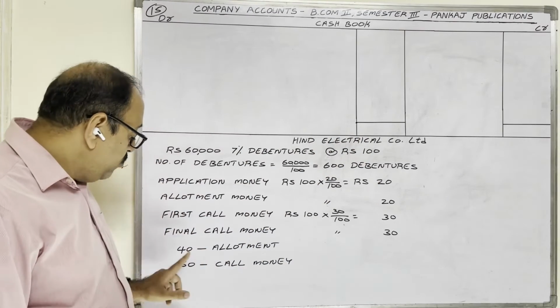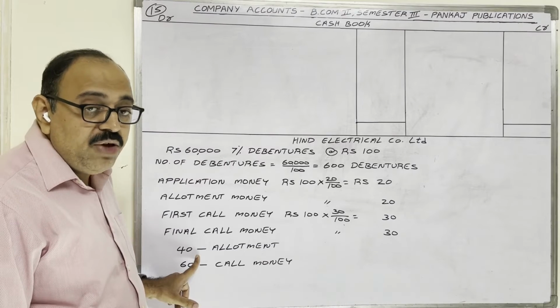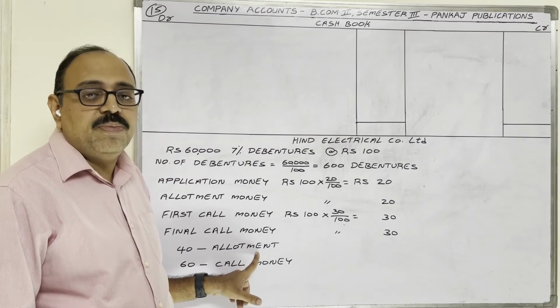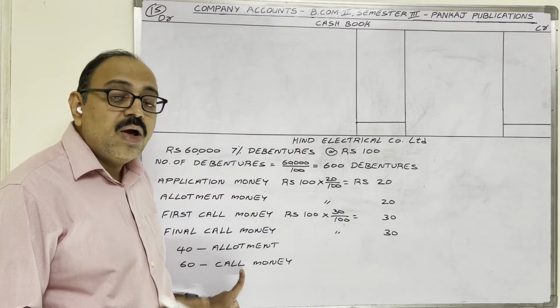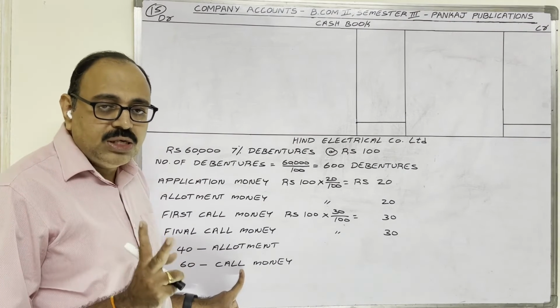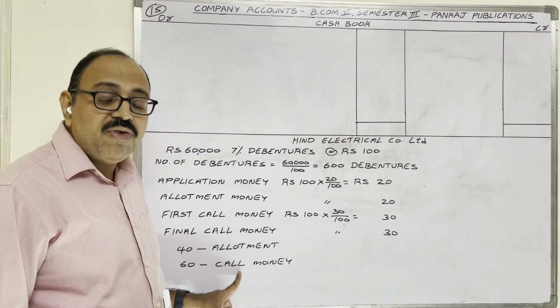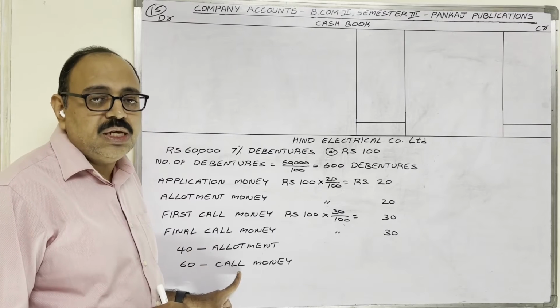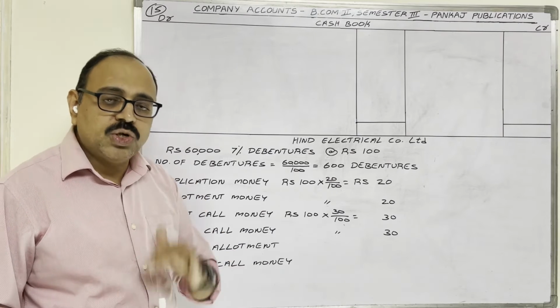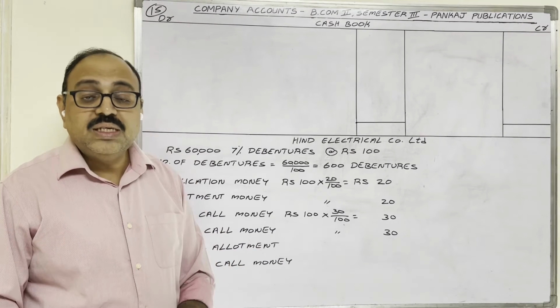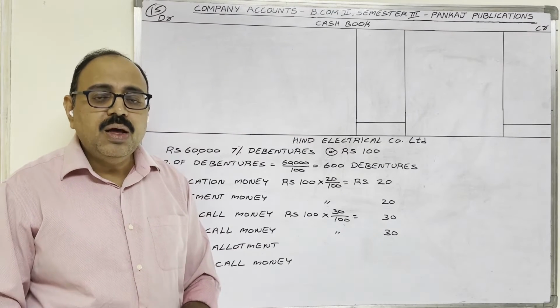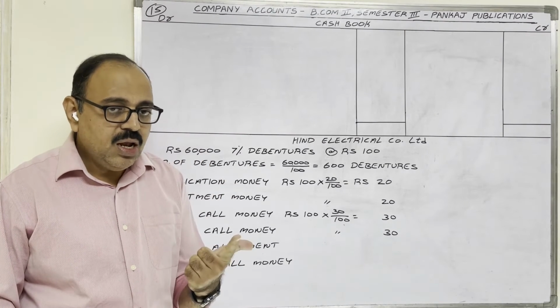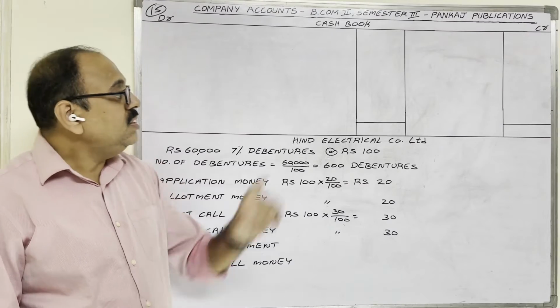On 40 debentures, the company failed to collect allotment money. On 60 debentures, the company failed to collect call money. So two calls are there now, first call and final call. Our assumption is that on 60 debentures, the company failed to collect first call money and final call money. This is the information given in the question. And what is it asking us to prepare? Cash book, journal, ledger. First, cash book.